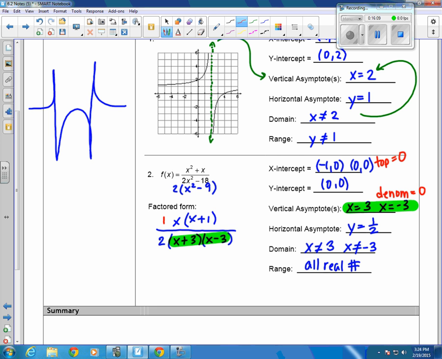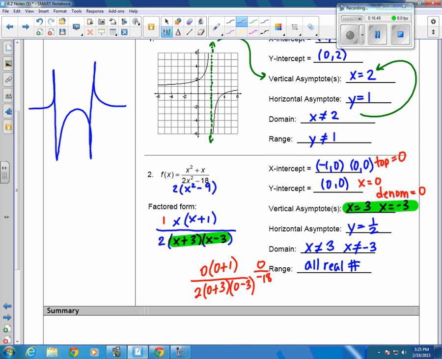Now, y-intercept, actually, we've known how to find y-intercepts forever. What's the definition of a y-intercept? Look, if I put a 0 in here, I get 0 times 0 plus 1 over 2 times 0 plus 3 and 0 minus 3. So I get a 0 on the top, and on the bottom I get 2 times 3 times -3, so that's -18. But 0 over anything is 0. So I can just plug in a 0 for that.